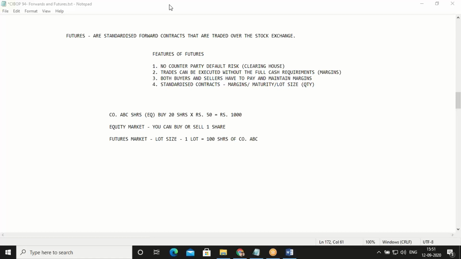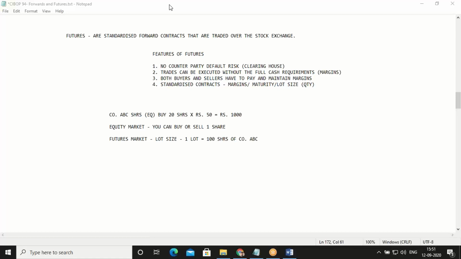All right, so now let's talk more about margins, and you really have to pay close attention to what I'm saying. When we enter into a futures contract, both buyer and seller have to pay margins. The names are different, but the logic is the same. So let's look at this one by one.